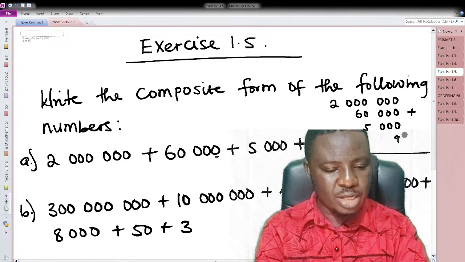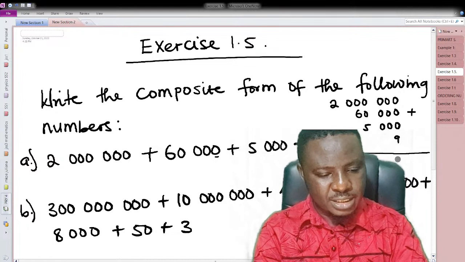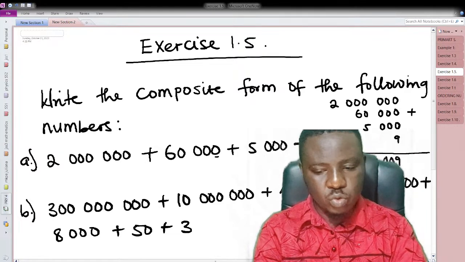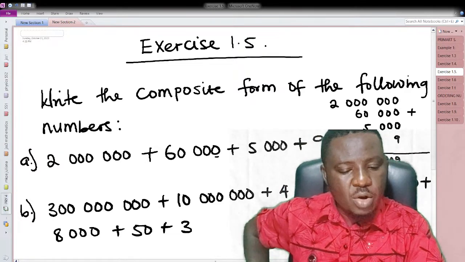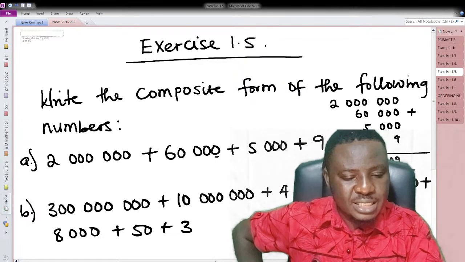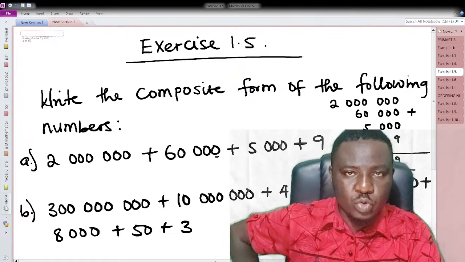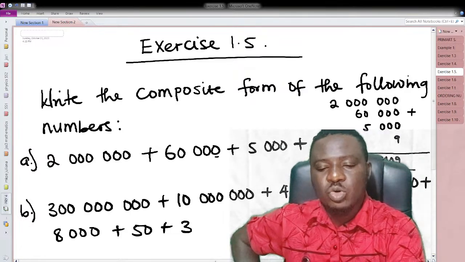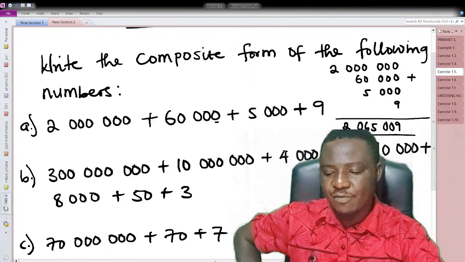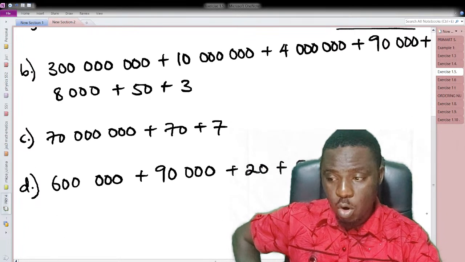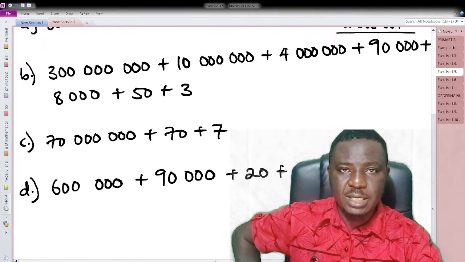So what you are going to do now is to sum them all vertically. This gives you 9, then 0, 0, 5, 6, 0, 2. So the composite form now is 2,065,009. So this is all we are expected to do. The question says write the composite form of the following numbers, and I have done A for you. I'm also going to do B, while C and D will be done by you, Ralph.